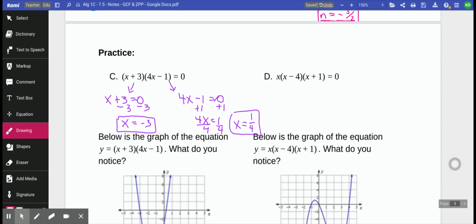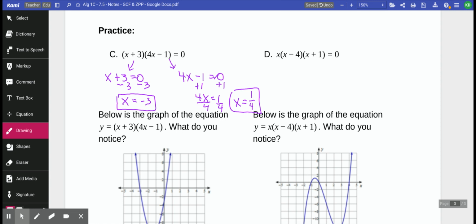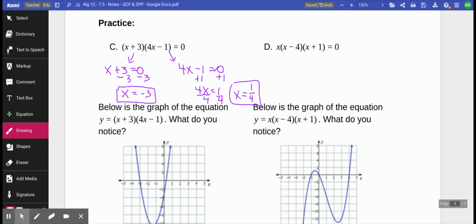Okay. Let's look below this. It says below is the graph of the equation y equals x plus 3 times 4x minus 1. So it's the exact same thing, but it's y equals instead of 0 equals. What do we notice? Well, look here. X equals -3 and x equals 1/4 are both special points on this graph, right? These are the x-intercepts. So they are where y is equal to 0. Interesting.